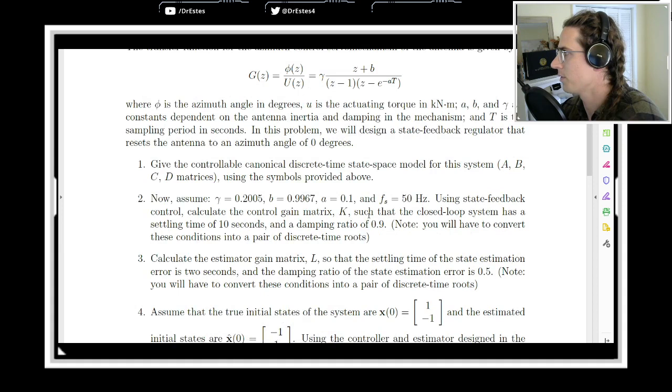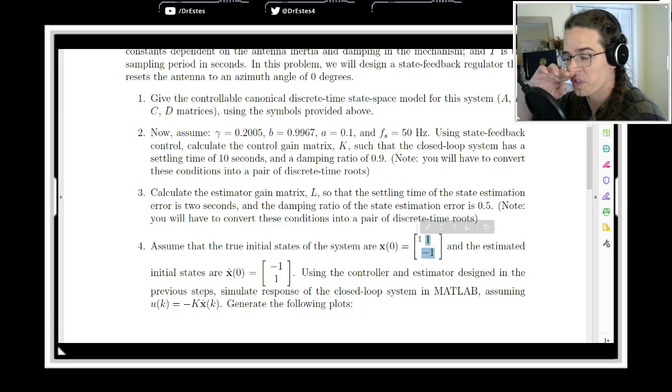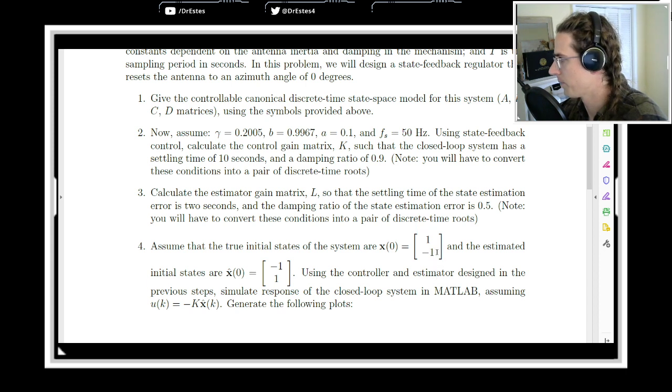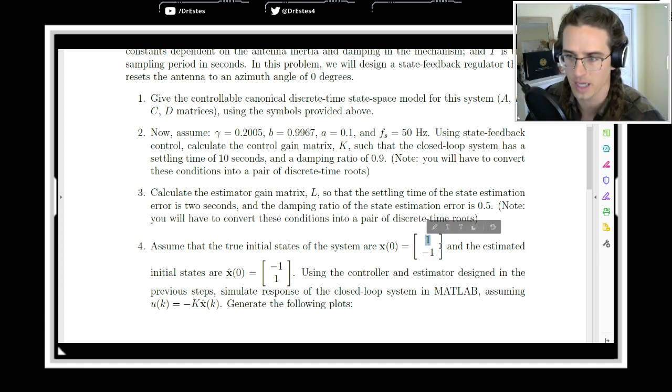I think from the given problem, you're working with modal coordinates. These states are not in physical coordinates, so it's hard to say, is this angular velocity? Is this position? I mean, it is related to those physical quantities, but each state in itself is not like position or velocity. So that's the first thing.